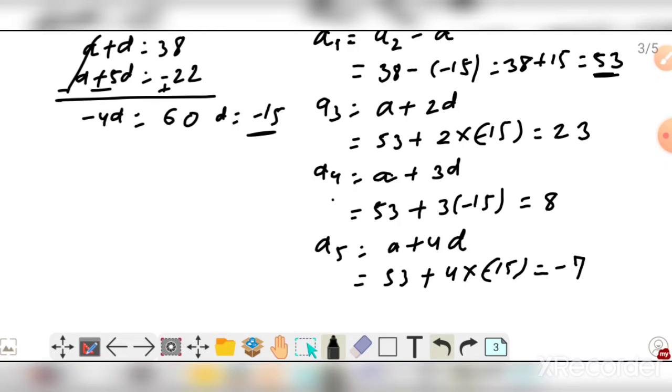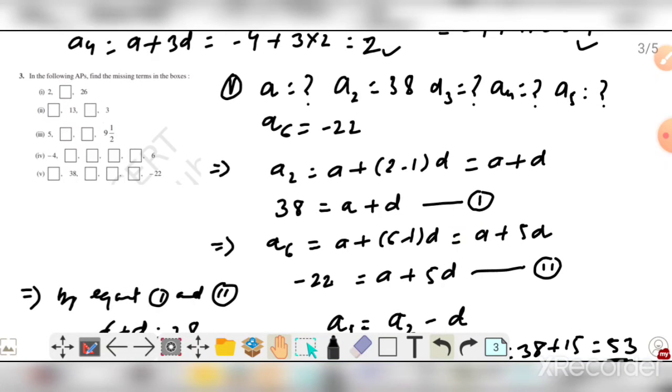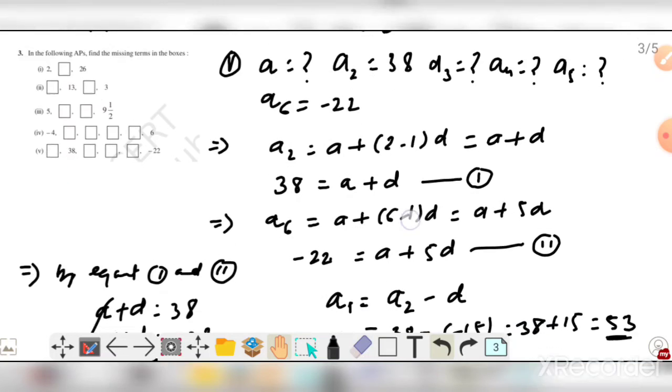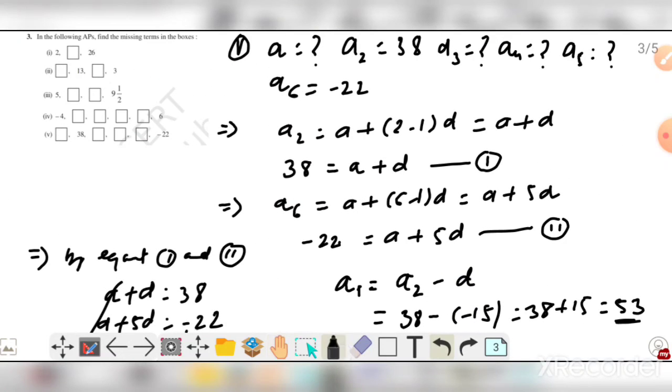Okay, now A5 is minus 7, so you can see if you will add minus 15 in minus 7, that will be minus 22. So this is also very easy question. In any questions, if the value of A is not given, like in this question, then we'll find out the value by those two equations. In the fifth question, from 38 and minus 22, two equations will be made, from which we will get the value of D, and when we get the value of D, we will go for the other part, whatever it is asking.